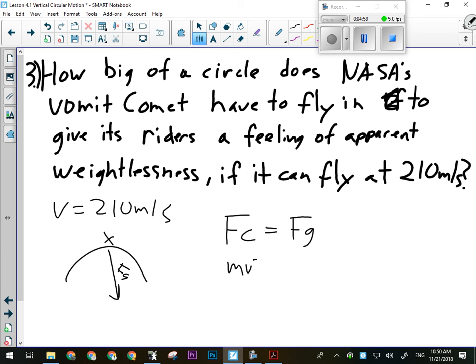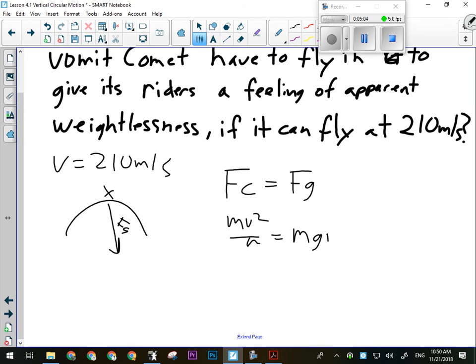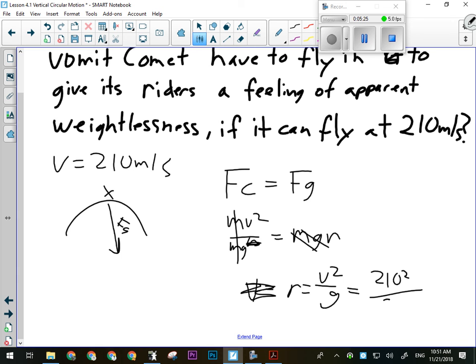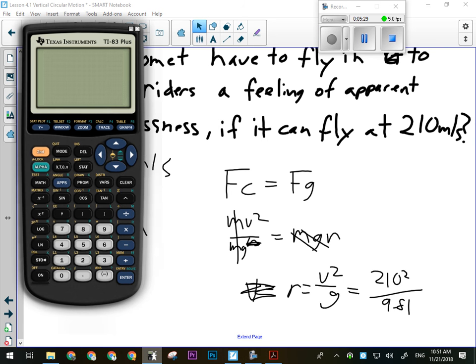So we have mv squared over r equals m times g, and we're solving for r. I'm going to multiply both sides by r and then divide both sides by mg. The m's will cancel, and I'll be left with r equals v squared over g. That's all I have to do for that one. We take our 210 squared and divide it by 9.81, and we'll have the radius of the circle.